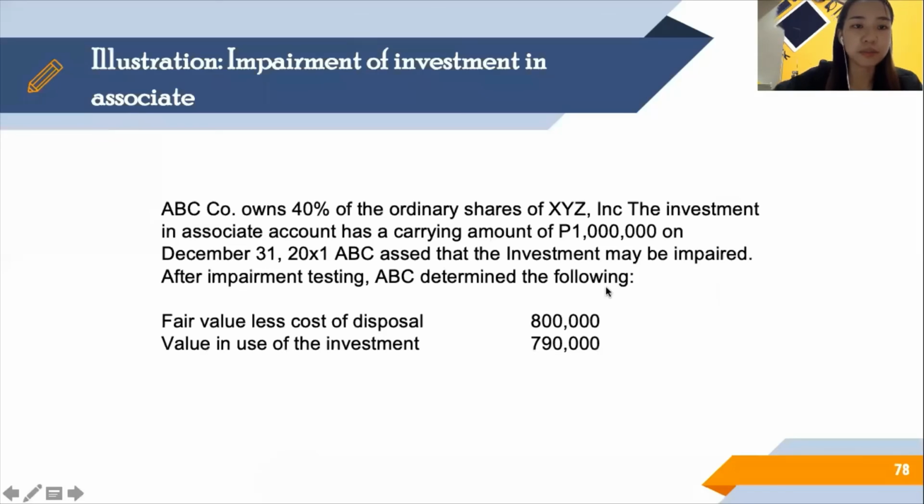So to illustrate, impairment of investment in associate. ABC Corporation owns 40% of the ordinary shares of XYZ. The investment in associate account has a carrying amount of 1 million on December 31, 20X1. ABC assessed that the investment may be impaired after impairment testing. ABC determined the following: fair value less cost of disposal, 800,000; value in use of the investment, 790,000.